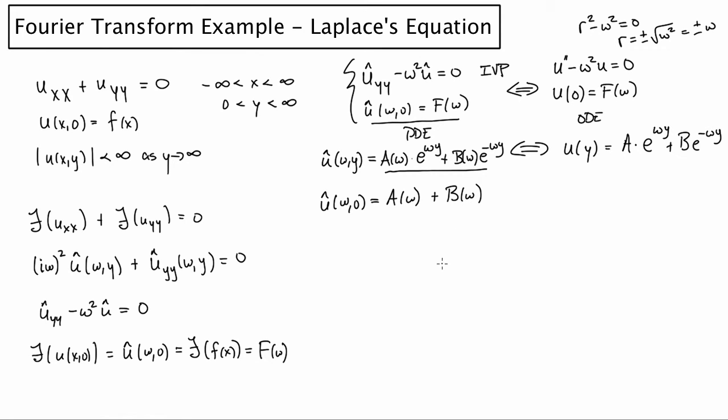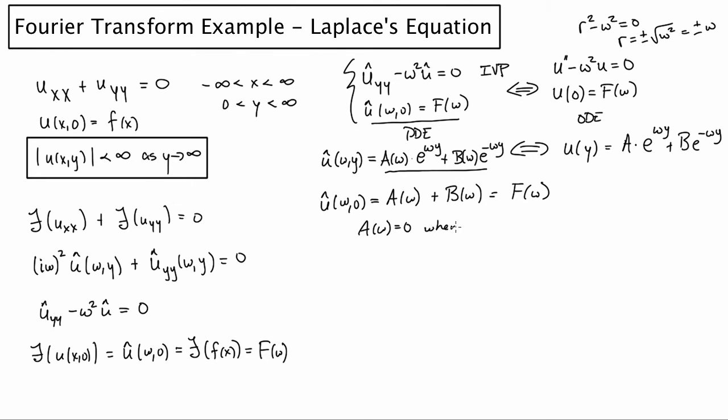Now, we have these other properties that this has to hold, and this is very important here, that we need this to hold as y goes to infinity. So if you think about this property in relationship to this, because a of omega is the coefficient of e to the omega y, as y goes to infinity, I need a of omega to go to 0. Basically, a of omega needs to equal 0 when omega is greater than 0, and b of omega needs to equal 0 when omega is less than 0.